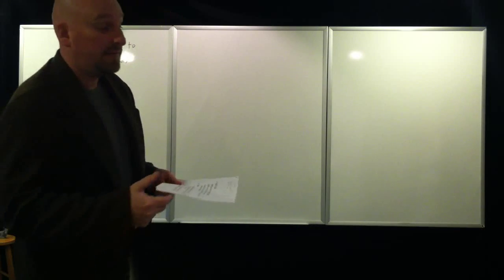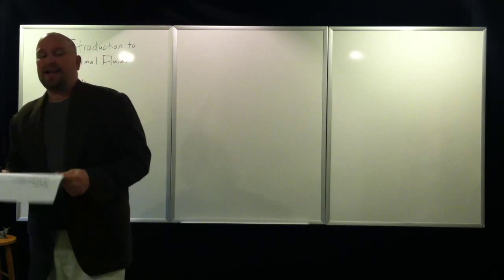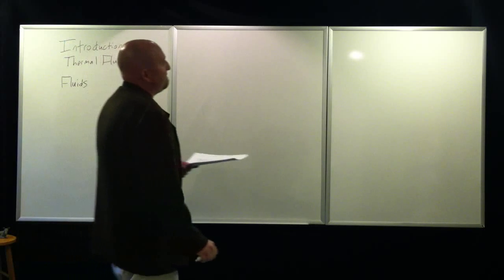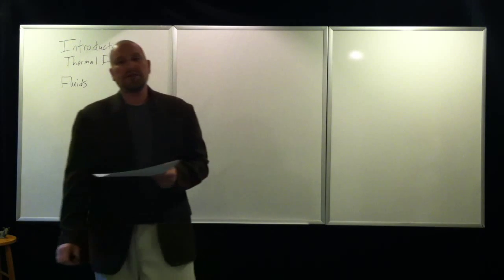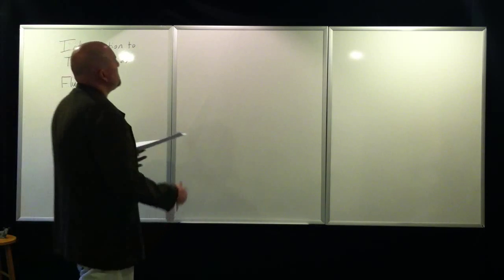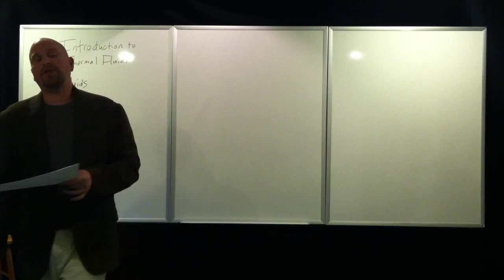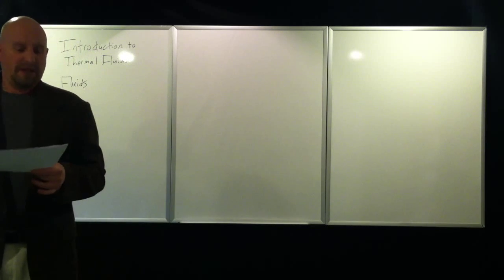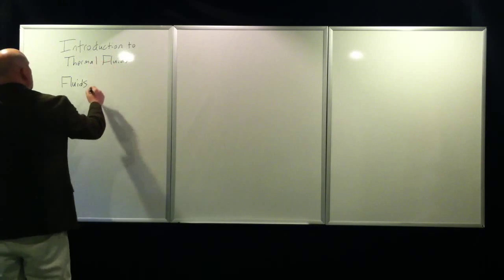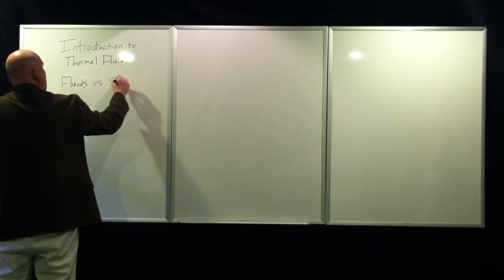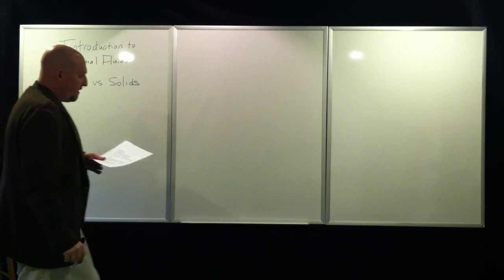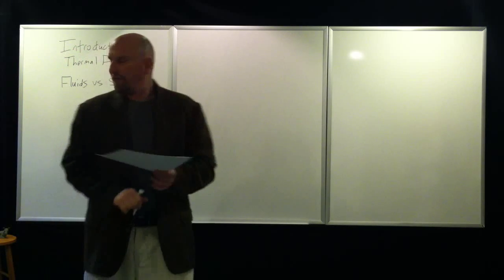There are four states of matter: solids, liquids, gases, and plasma. Right now we're going to be focusing on the first three: solids, liquids, and gases. Let's compare and contrast the differences between fluids and solids. Alright, first, so fluids versus solids. Let's talk about how they're going to be different.